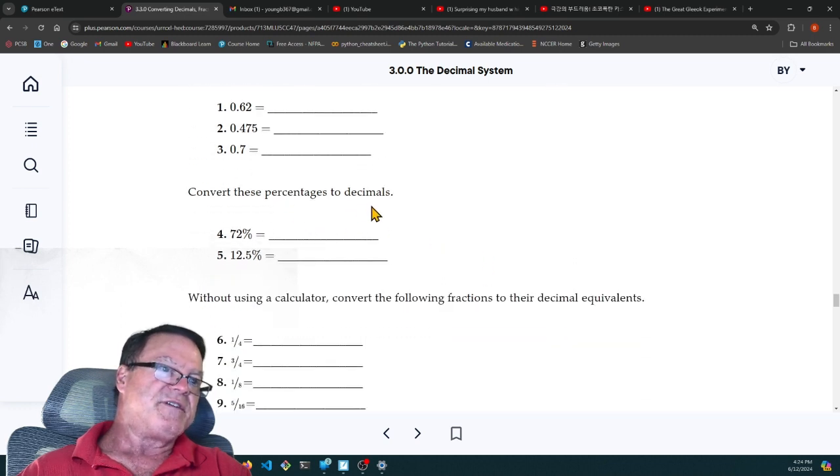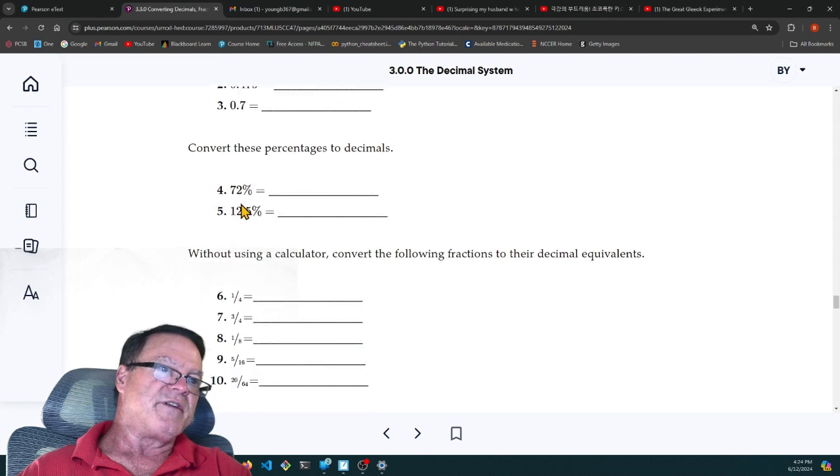Convert these percentages to decimals. All right, well, 72%, we're going to drop the percent sign and move the decimal 2 places to the left, so it's 0.72. 12.5%, we're going to move the decimal 2 places to the left and drop the percent, it's 0.125. That's the decimal equivalent of 12.5%. And remember before that 12.5% or 0.125 is actually 1/8.